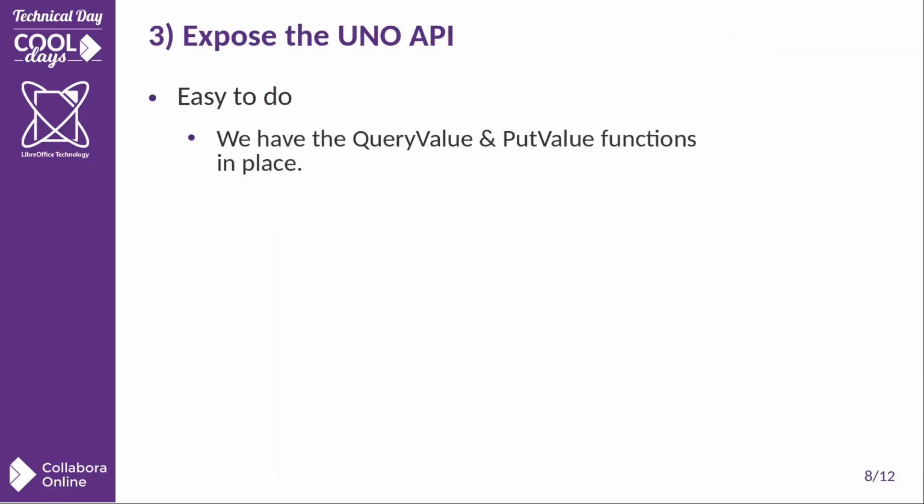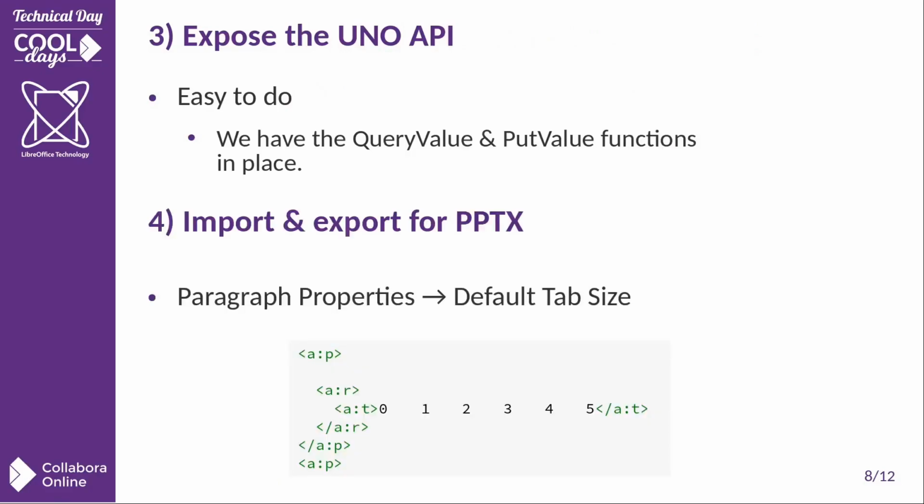So with the QueryValue and PutValue implementations from before in place, exposing the UNO API only takes a single line, so it was easy to do. For import from PPTX, the property we have been calling tab stop distance is given by the defTabSz property of the paragraph properties. So we handle that during import and map it directly to our tab stop distance defined in the tab stop item. And as expected, we just do the reverse of that for the export. This time mapping from tab stop item to the defTabSz property of the paragraph properties.